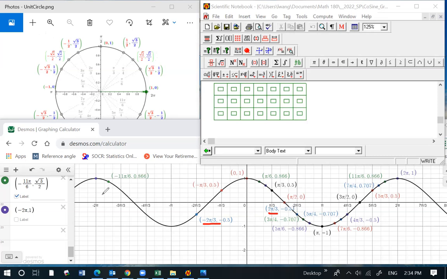If we keep looking, negative 11 pi over 6, 11 pi over 6. And you might be thinking, maybe we have lots of these points. Absolutely, we do. So this means that for opposite inputs, I'm going to make the same orange color.